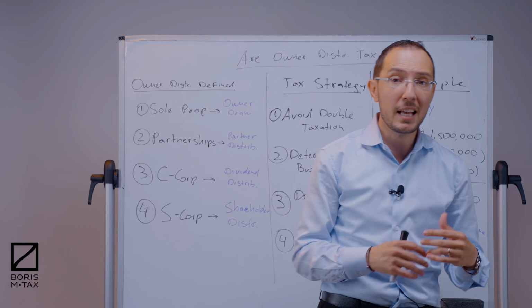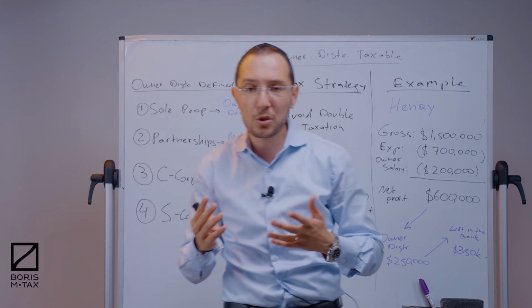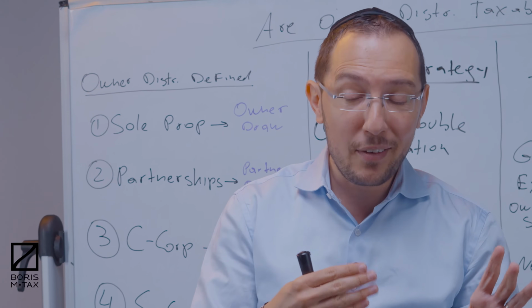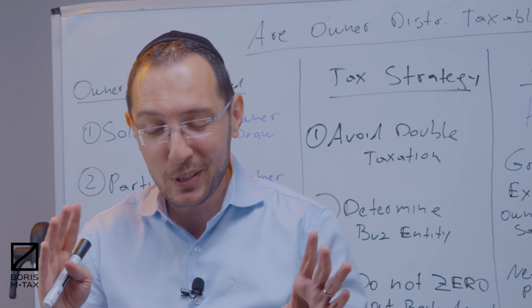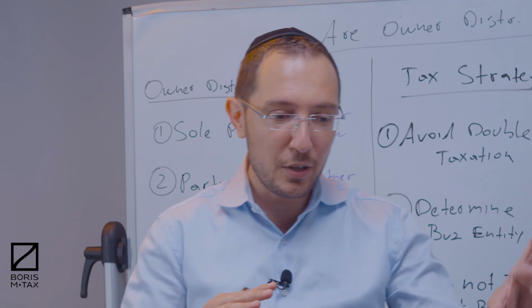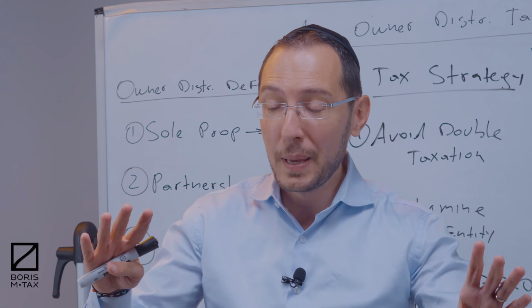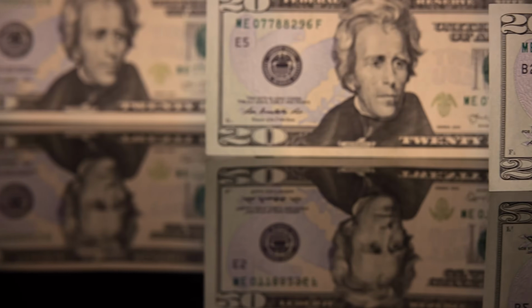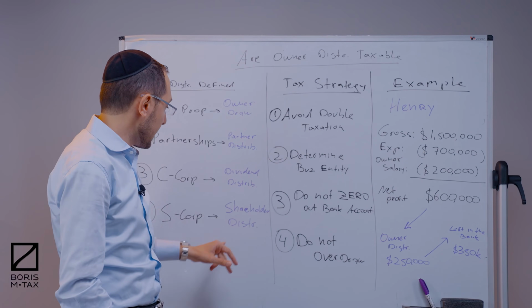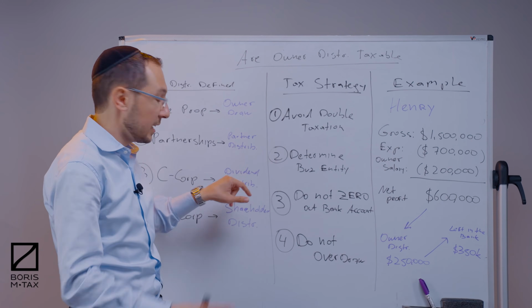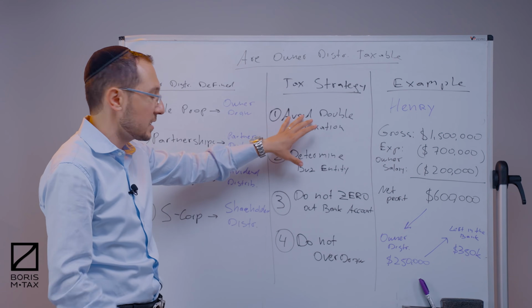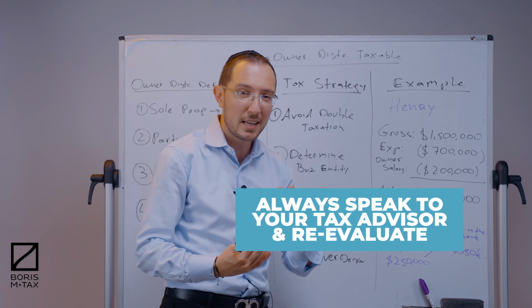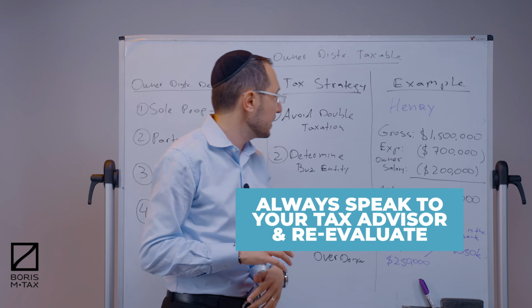So number one thing you want to do is avoid double taxation. Now, you might have a C corporation for a reason. There's a purpose to it, whatever that may be. But if you only have an accountant that you speak to once a year, believe me, you're most likely overpaying in taxes. I just spoke to a C corporation owner, makes about $3 million in gross revenue and profits a little bit less than $1 million. He's paying double taxes, because he pays taxes on the profits, but also on the owner draw. So you want to make sure you always speak to your tax advisor and reevaluate your entity every year.